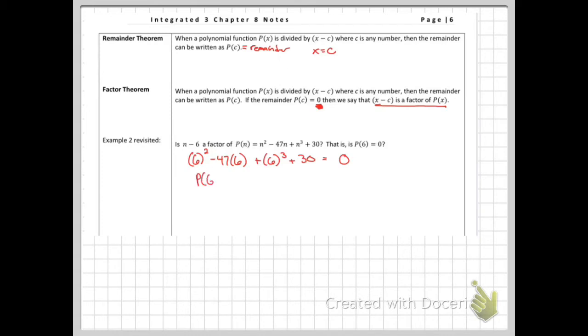Since p of 6 equals 0, 6 is a root, and it was using n, so n minus 6 is a factor, because the remainder was 0.